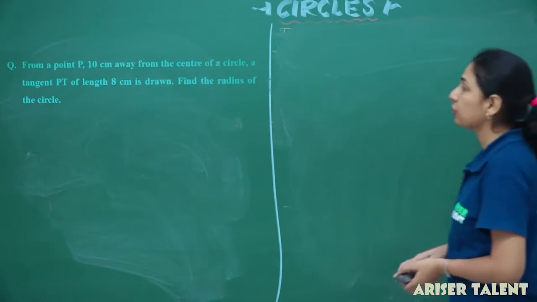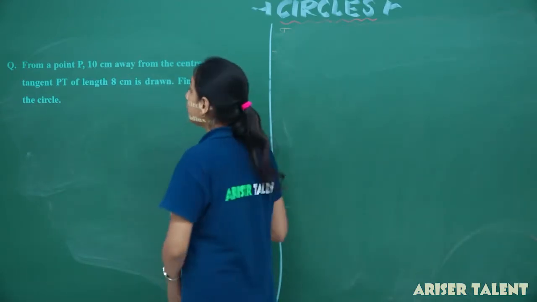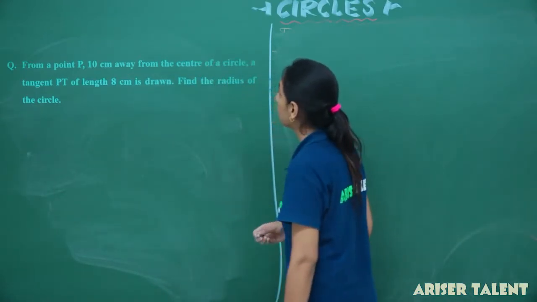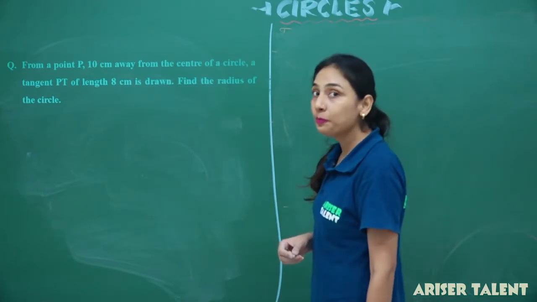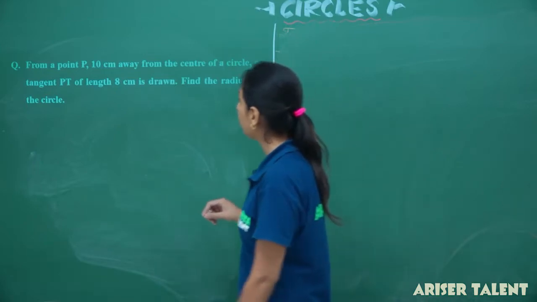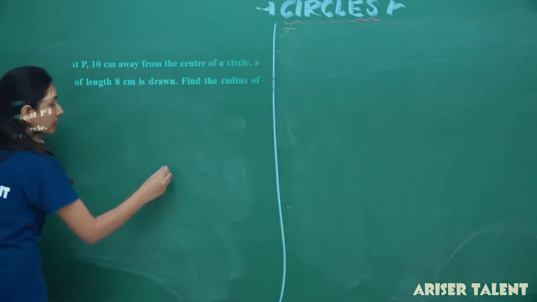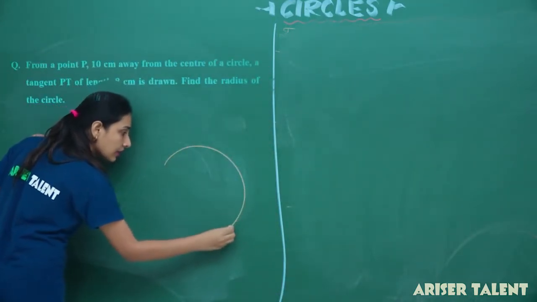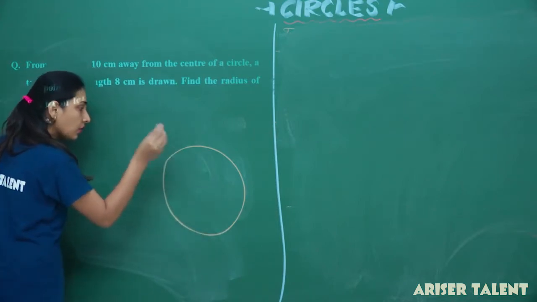Going to the next question. From a point P 10 centimeter away from the center of a circle, a tangent PT of length 8 centimeter is drawn. So I am having a circle. This is a circle.